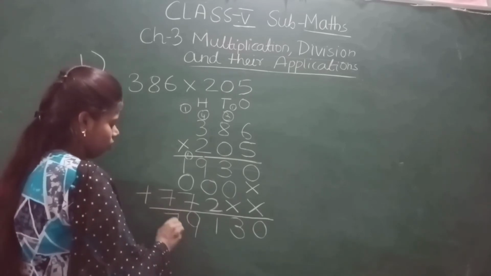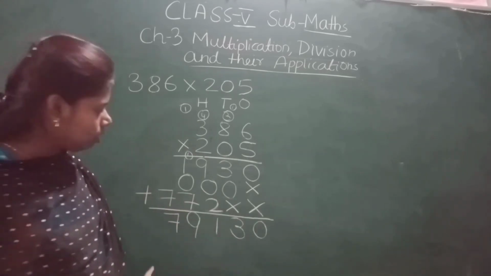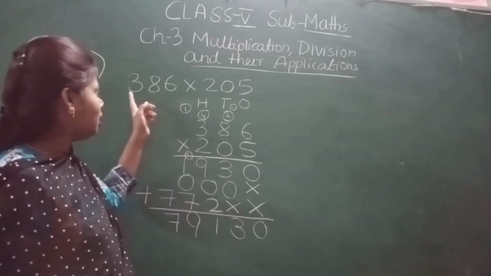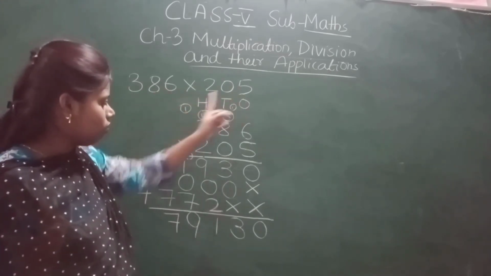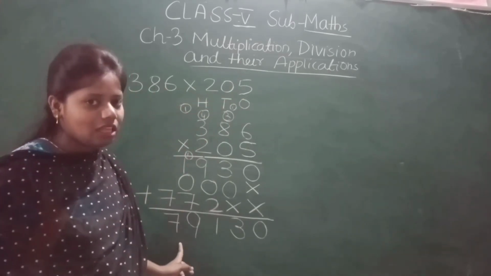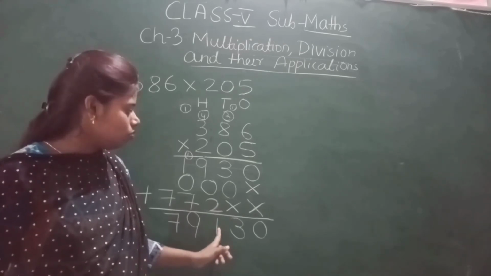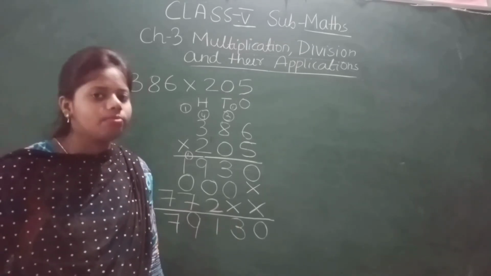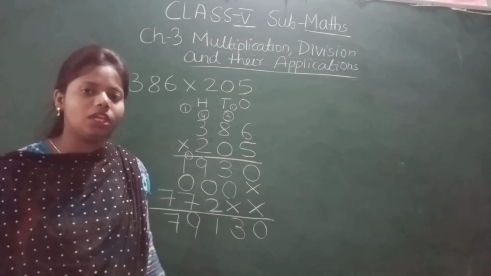Here what will be there? 7. So we got the answer. By multiplying 386 into 205, how much have we got? 79,130. So we have done multiplication also.